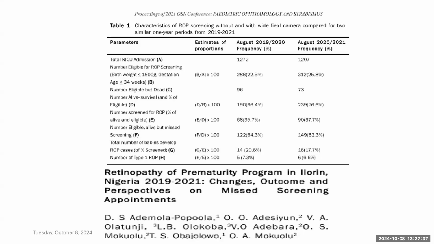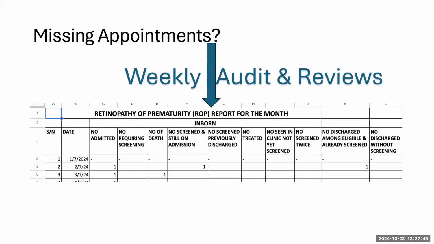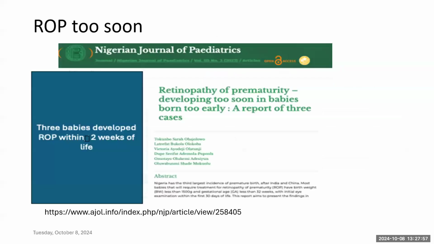So what did we do with that? What works? We started a weekly audit. Next slide, to capture every child by the ROP coordinator, not just the NICU alone, so that we would be able to know at the end of every week if any baby has indeed been discharged without being screened. The next slide showed that as we continue to look at these various data, we'll see babies who, before their discharge, came at 2 weeks, were screened at 3 weeks because they wanted to be discharged or whatever, and they had type 1 ROP that required treatment.